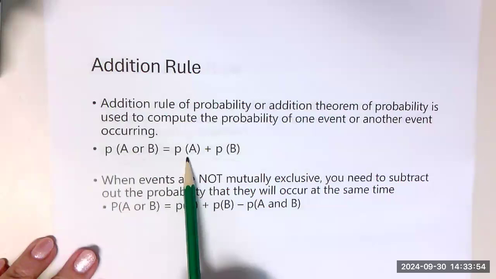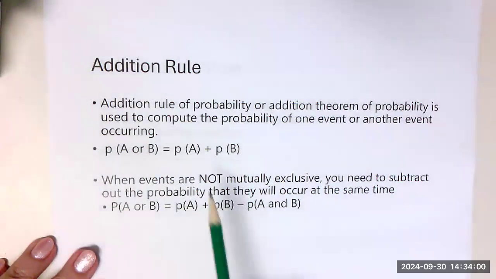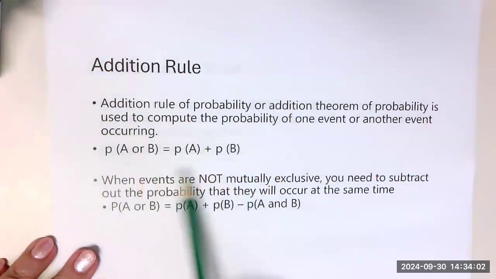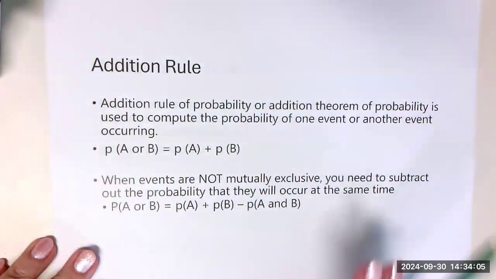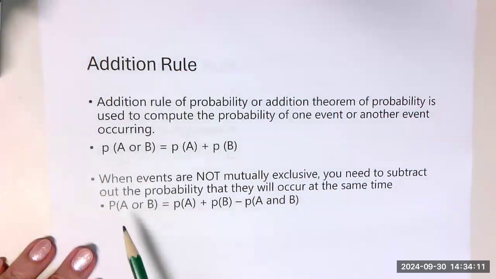You find the probability of event A and you add it to the probability of event B and you've got your answer. So again, let me just define these first and then we'll apply them. If you're like, oh, that's confusing, just hang in there with me. The addition rule has a second part to it.